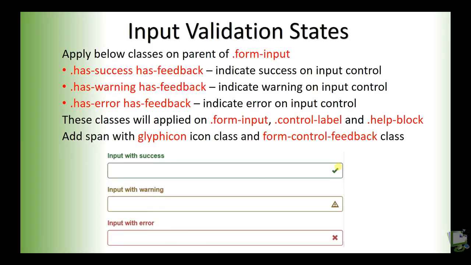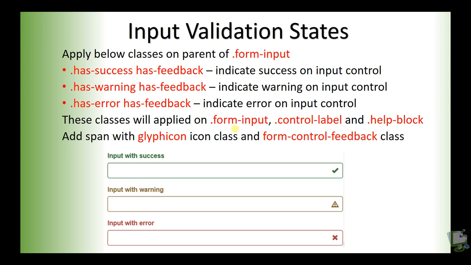We can also add different icons on the right corner of the control using the Bootstrap glyphicon icons and the form-control-feedback option. Additionally, we have to apply a class has-feedback with the context classes, such as with has-success or with has-warning or with has-error, on the parent element of the input control. So let's do that.